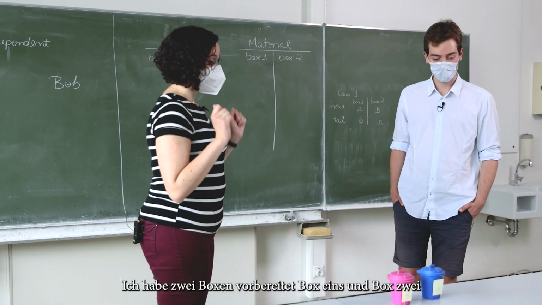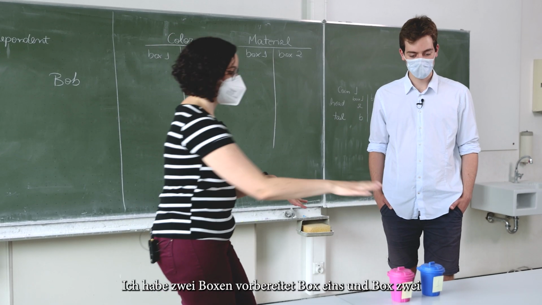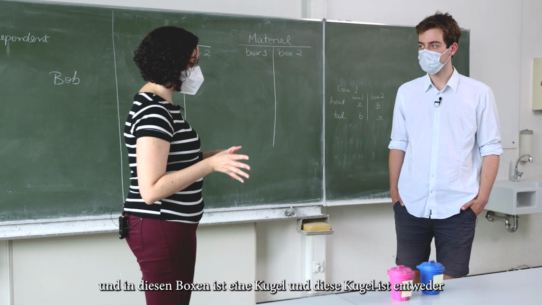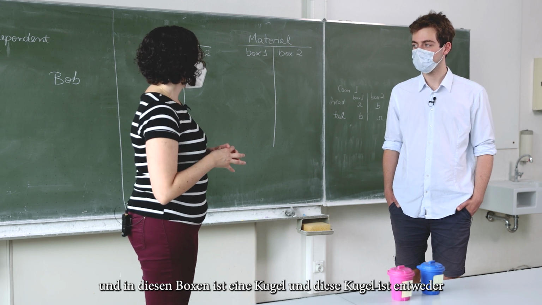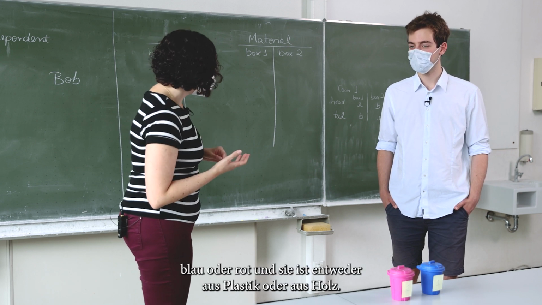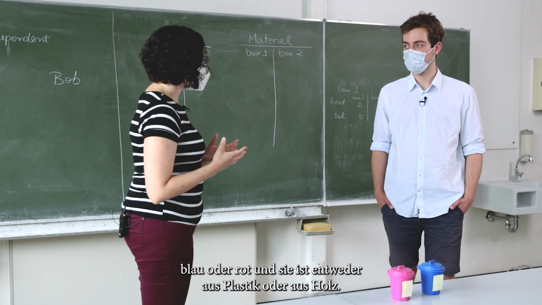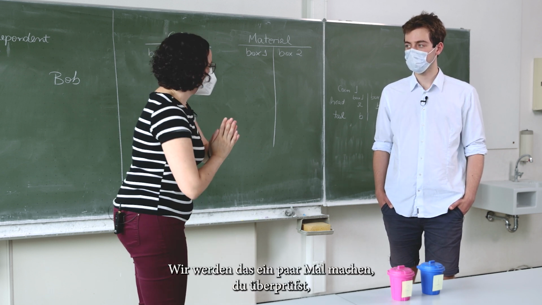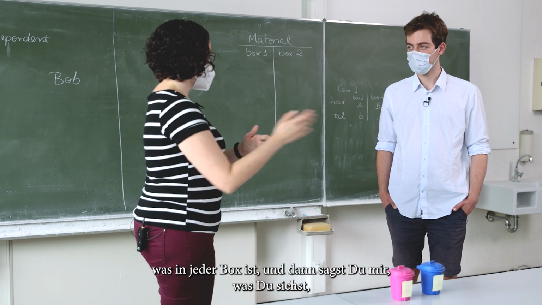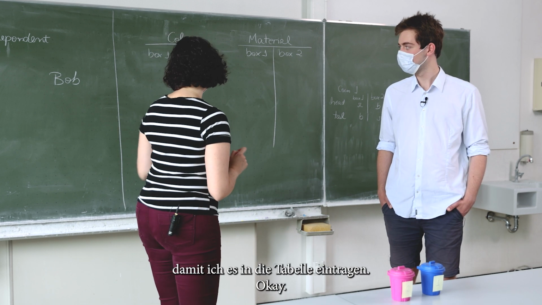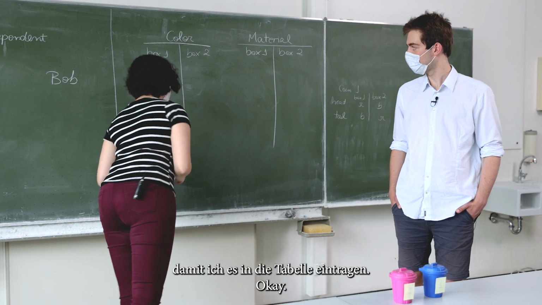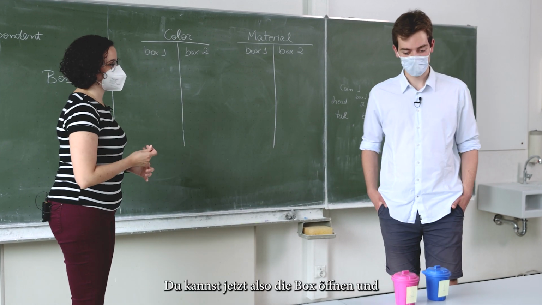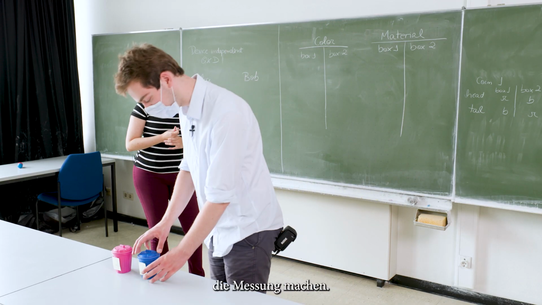Okay, and for that, let's see an example to understand correlations. Okay. So I have prepared two boxes, box 1 and box 2, and inside these boxes there is a ball, and this ball is either blue or red, and it's either made of plastic or made of wood. Okay, so we will do it a couple of times. You check what is inside each box, and then you let me know, and then we are going to make a table here. Okay. So you can open the box and make an experiment.